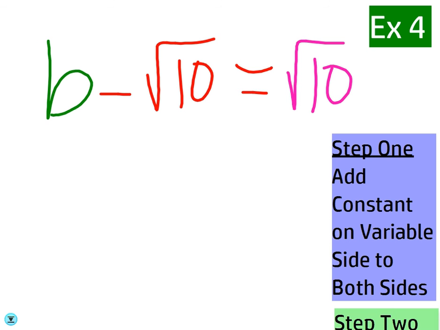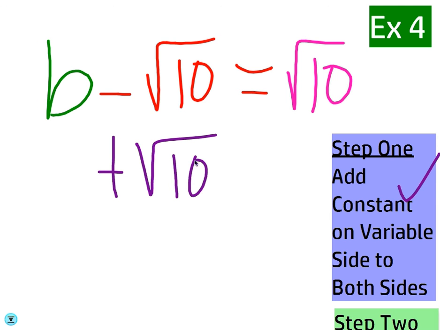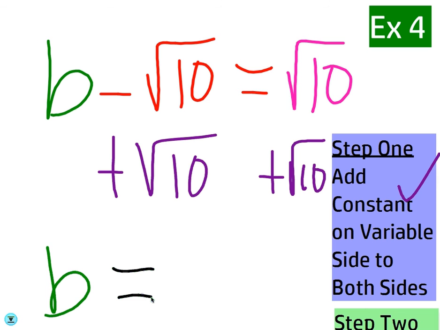So first of all, what are you going to add to both sides? Good. You're going to add the constant on the variable side to both sides. Now this one isn't too complicated. Does anybody know what the square root of 10 plus the square root of 10 is? I'll give you a hint. It's not the square root of 20. How many square root of 10s do you have? 2 square root of 10. There you go. The final answer is 2 square root of 10.